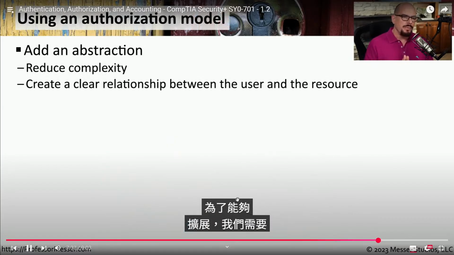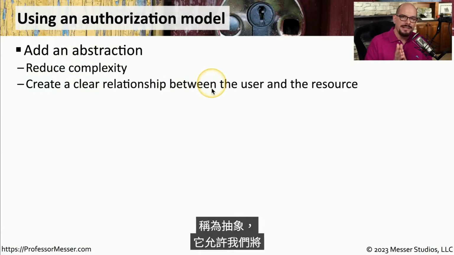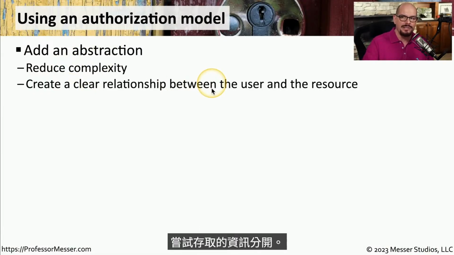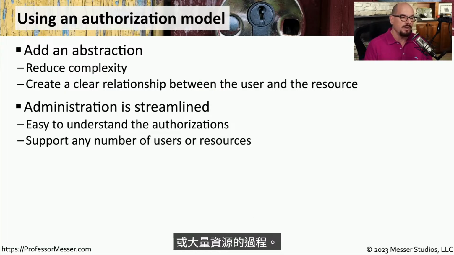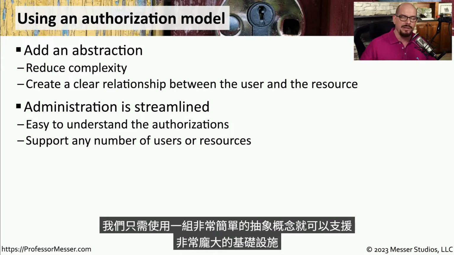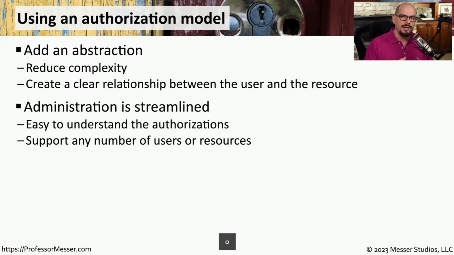To be able to scale, we would need to use an authorization model. Sometimes you'll hear this referred to as an abstraction that allows us to separate the users from the information they're trying to access. This greatly streamlines the process of administering these large number of users or large number of resources, and we can support a very, very large infrastructure just with a very simple set of abstractions. Here's how this would work.